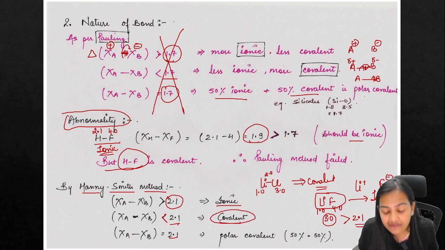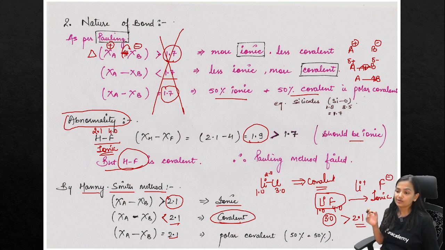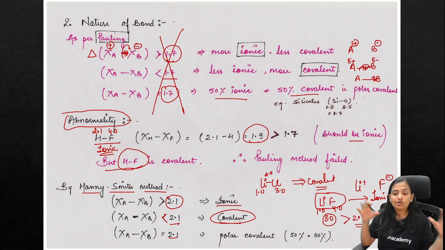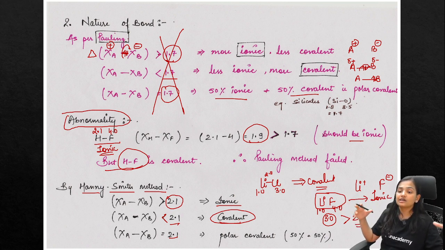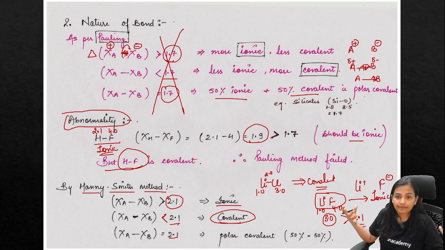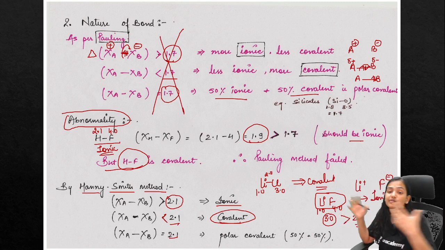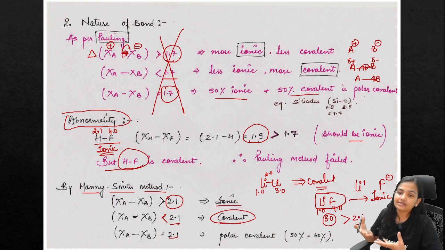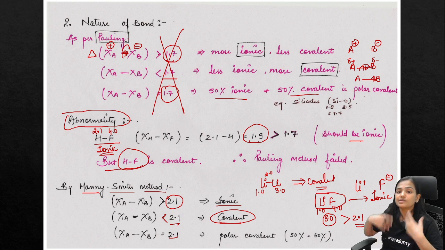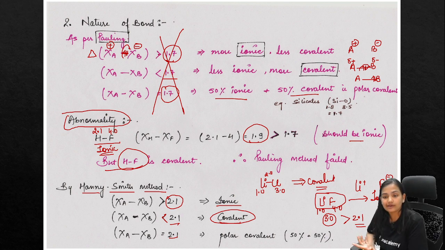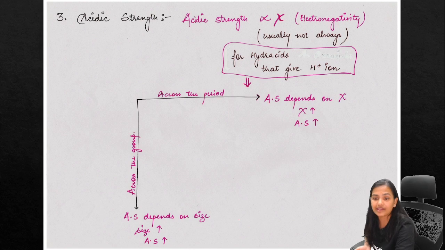First of all, let me tell you one factor: no bond is purely ionic or purely covalent. It's not that NaCl is 100% ionic or HCl is 100% covalent. No, guys, no bond is purely ionic or purely covalent. It is just a matter of who is in majority, who is dominating. There could be more ionic character or more covalent character. If there is more ionic character, a compound is said to be ionic in nature. If there is a greater percentage of covalent character, a molecule is said to be covalent in nature. It's just what is greater, and in pure form they cannot be ionic or covalent.